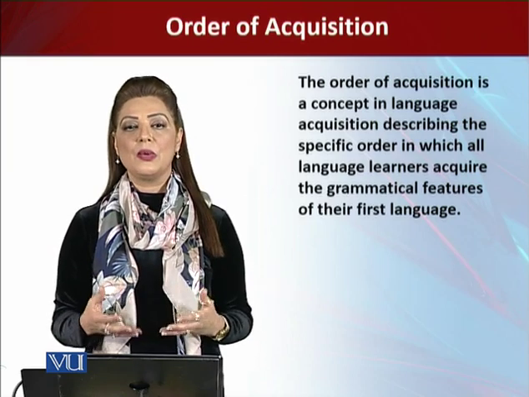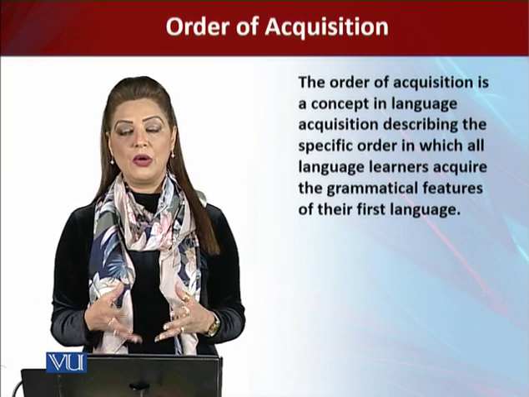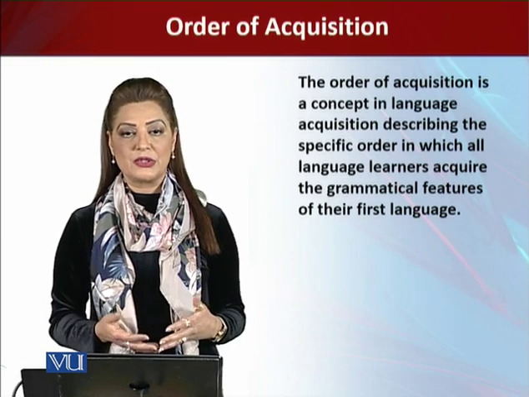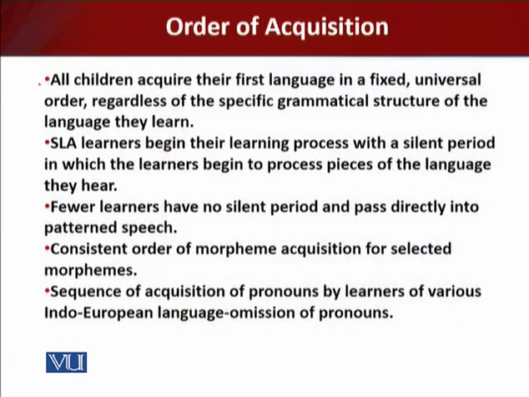So let's see what order of acquisition actually means, or how it can be understood with regard to first language acquisition or second language acquisition. Now, with regard to first language, we see that children acquire it in a fixed universal order, and it has nothing to do with the specific grammatical structure, because it happens as it is, regardless of the different grammatical structures of the languages they learn.